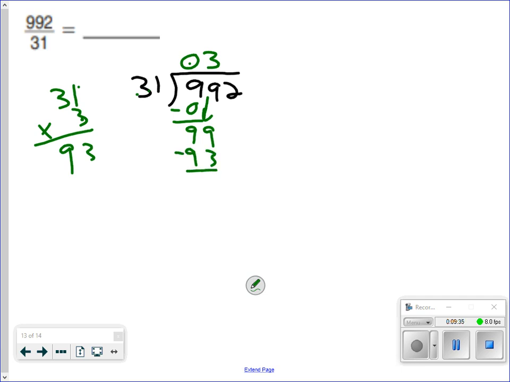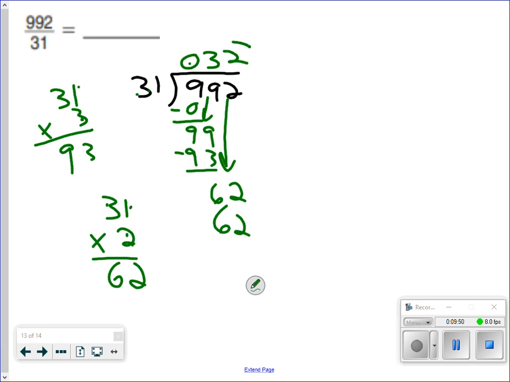I'm going to subtract. I've got a 6. I've got a 2. How close can 31 get to 62? Let's do 31 times 2. 1 times 2 is 2. 2 times 3 is 6. There's your answer. 32 is your answer.